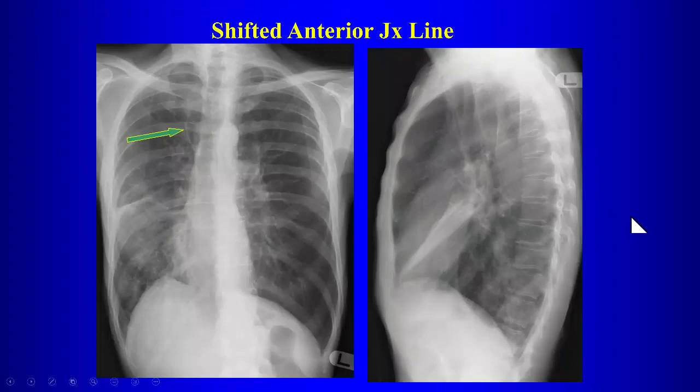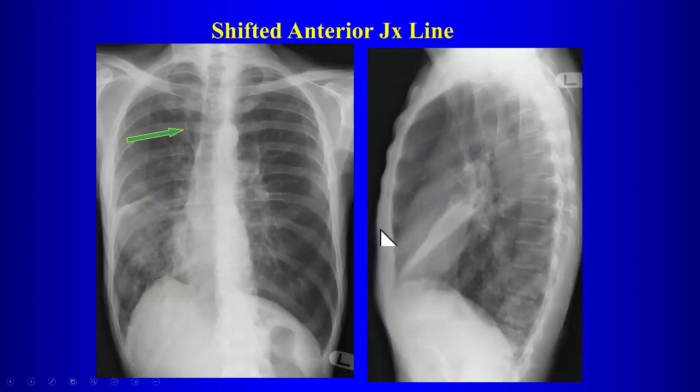In this patient, we can see the anterior junction line here is shifted. So why is the anterior junction line shifted in this case? Right middle lobe atelectasis. Yes. How do you know that that's right middle lobe atelectasis? The opacity. Yes, so we're losing the right heart border here, and on the lateral view, we see this triangular opacity superimposed on the heart.